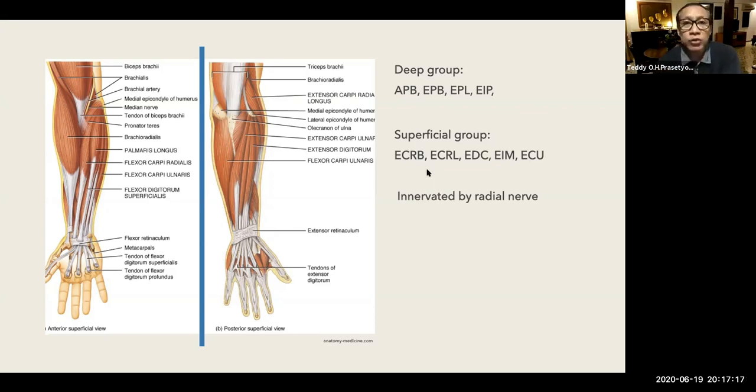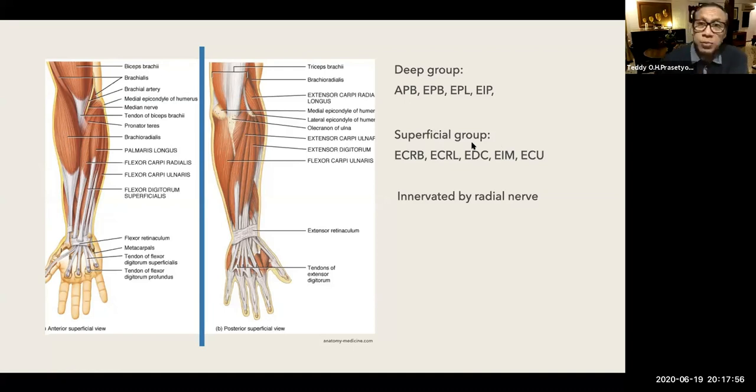Now you see the superficial group is very easy to remember. It involves the wrist extensors, the extensor carpi radialis brevis and also longus, and then the main extensor tendon for the fingers, extensor digitorum communis, and also the extensor tendon for digiti minimi. Yes, and the superficial group also involves the extensor carpi ulnaris. So that one is for the wrist, and this one is for the digit.